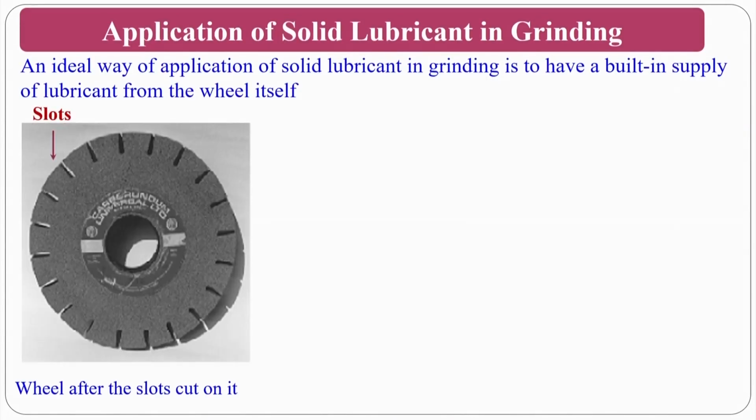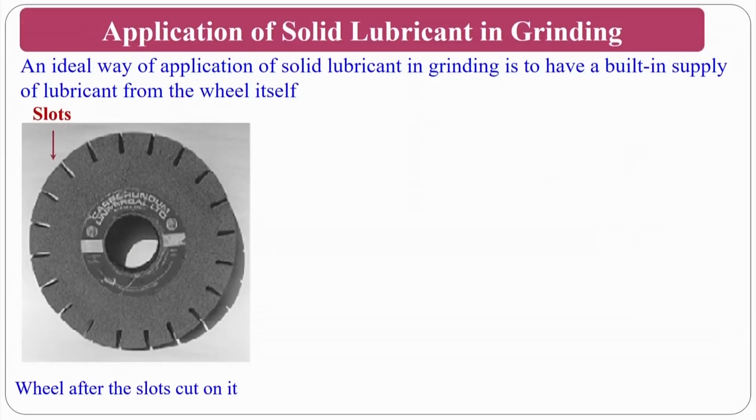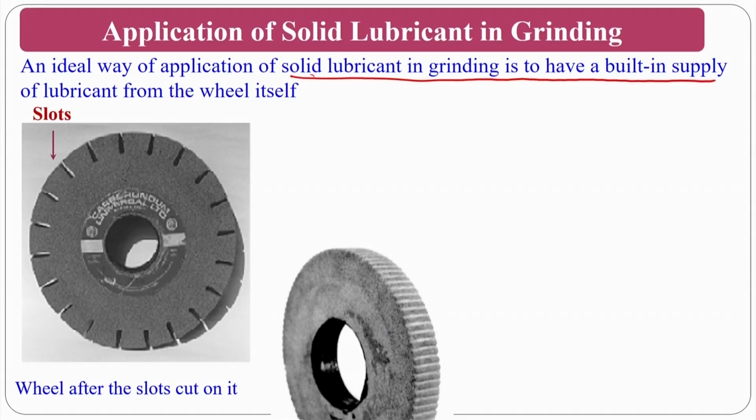Application of solid lubricants: people also use solid lubricants. Solid lubricants are nothing but nano powders or micro powders of MoS2, molybdenum disulfide, CaF2, calcium difluoride, and some people also use tungsten disulfide, WS2. These are the three solid lubricants. The ideal way of applying solid lubricant in grinding is to have a built-in supply, that is, you just make slots and you use the lubricants.